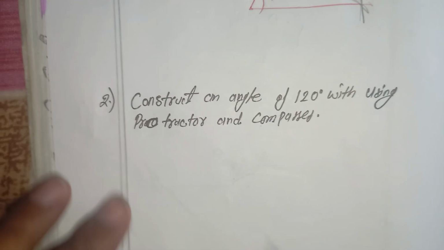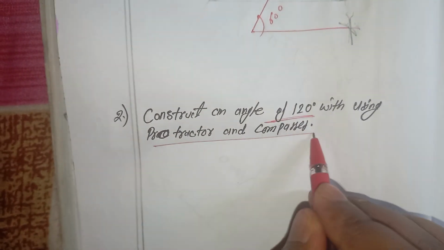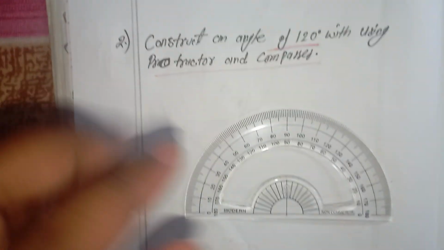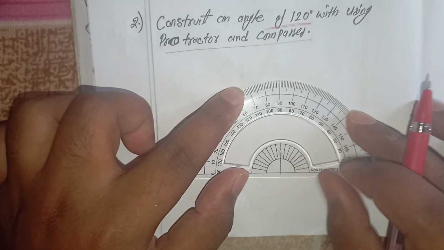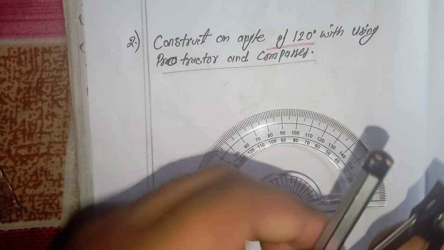So let's talk about the second question. In the second question, construct an angle of 120 degrees using the protractor and compass. You can use the compass and protractor here, but the compass is not needed. If you use the protractor, just make 120 degrees. It's simple, nothing in this one. So let's draw this one.